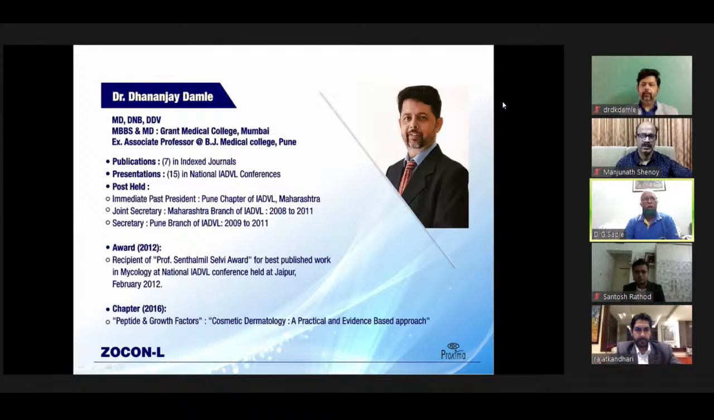Next panelist is Dr. Dhananjay Damle. He is practicing in Pune, but he finished his MD from Grant Medical College, where I was a teacher. He has 7 publications and more than 15 presentations, and he was secretary of the Pune branch, then secretary, and immediate past president, and he then became joint secretary of Maharashtra. He has a best published work in mycology at the National Conference. So that's about Dr. Dhananjay Damle.